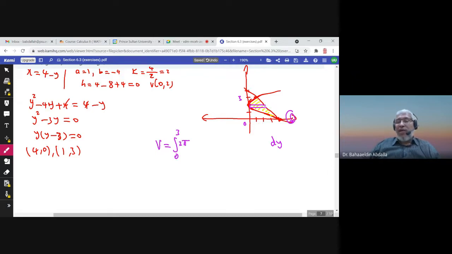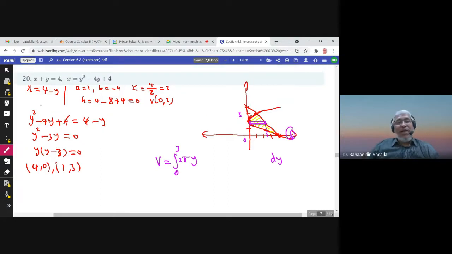2 pi times the radius of the cylinder. You need to imagine that you will rotate this cylinder about this line. So this is the radius, and it is y. The radius is y. What about the length of the rectangle? It is this curve minus this curve. Okay, so this curve, the line, I need it to be x equals, because it's the x of this line minus the x of this curve. So 4 minus y, okay, minus the parabola, which is y squared minus 4y plus 4.